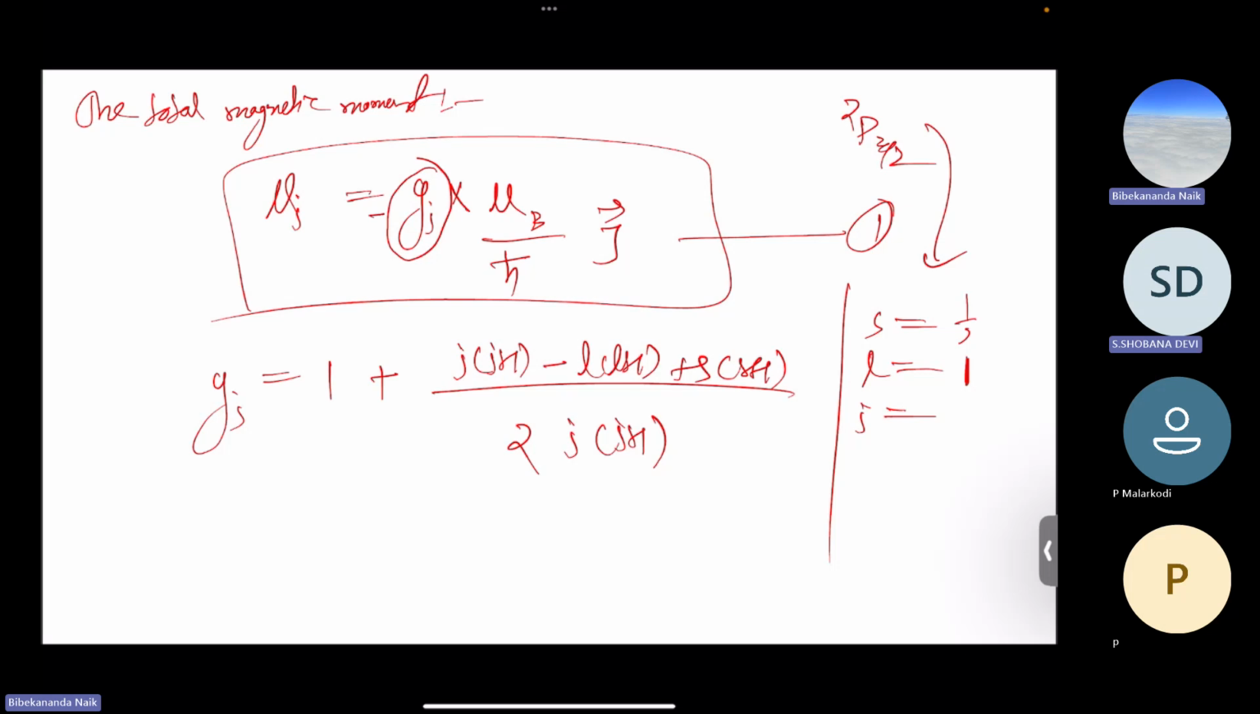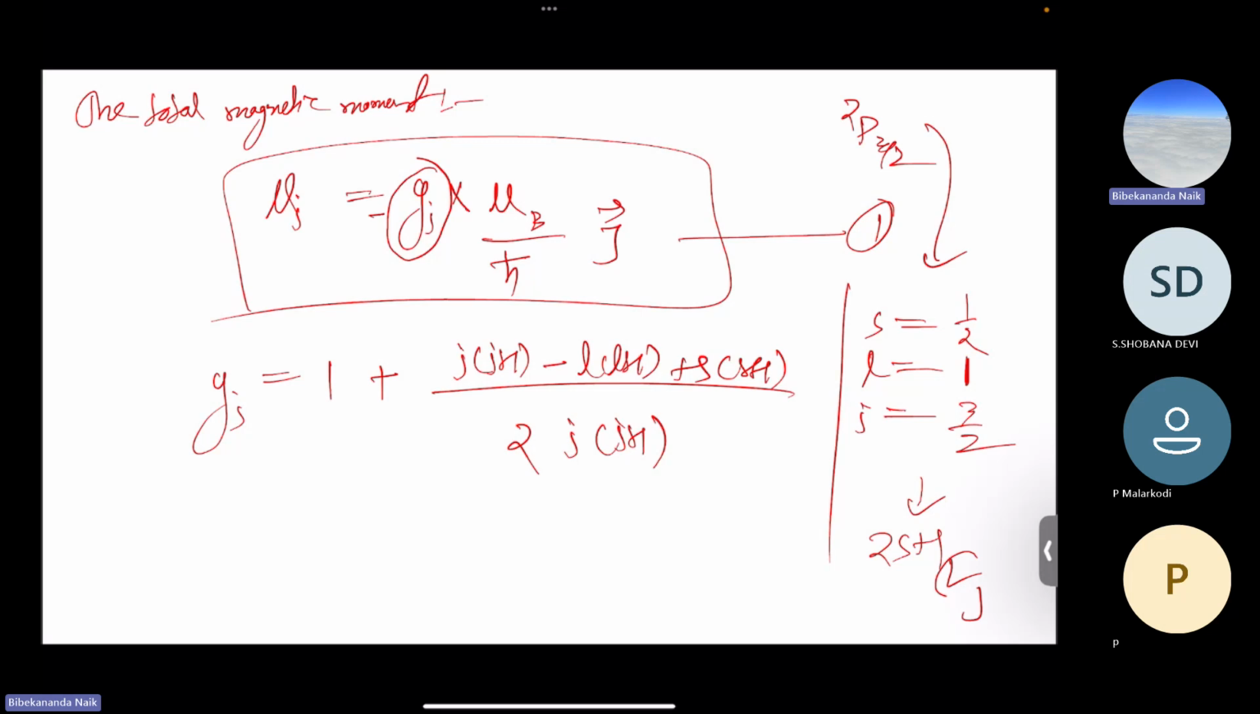Then what is the value of J? 3 by 2, sir. Exactly. So J is 3 by 2. So our notation is 2S plus 1 LJ. L, since P, here L is P, we know S P D F. For S, L is 0.